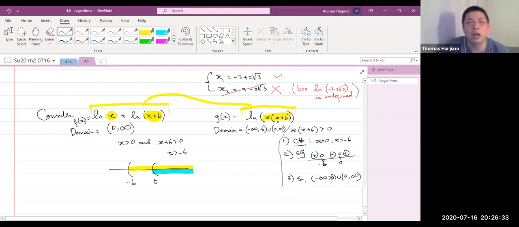Okay, so in other words, by combining them together, we need to realize that we actually make the domain larger. Therefore, we may have extraneous solution that is not in the original equation. That's why we need to do that check. Okay, so the key situation is this.